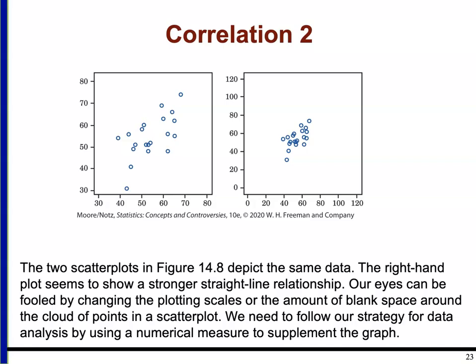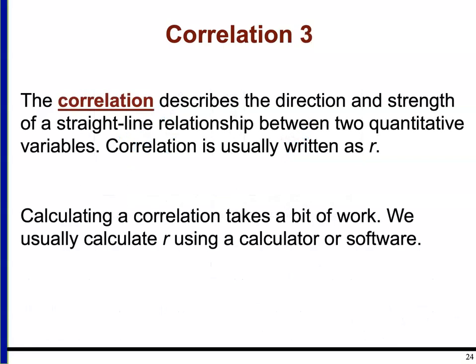If there's an awful lot of blank space around a cloud in our scatter plot, then we would need some additional calculations to help us understand exactly what's going on in the scatter plot. And so that's why we rely on this idea of correlation as a numerical measure to describe the direction and strength of our straight line relationship. It's usually given the letter R, and calculating the correlation is quite difficult, but we're going to be using Crunchit in order to calculate the correlation for data.